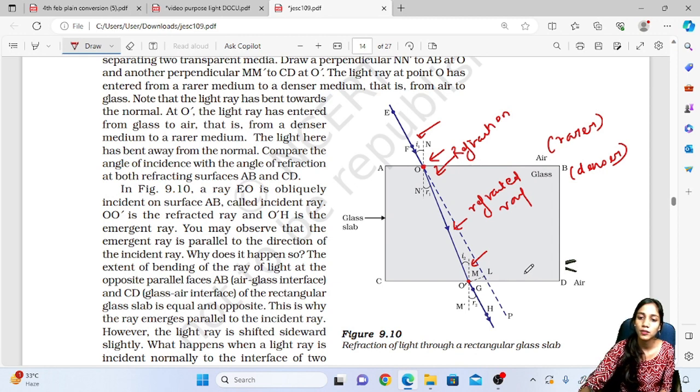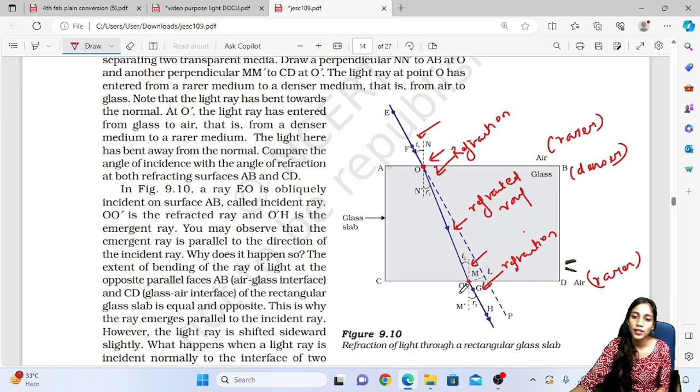So again at this point what will take place is the refraction. Over here refraction will take place, and when refraction is taking place in this condition, when the ray of light is traveling from a denser to a rarer media, it is moving away from the normal. It is going away from the normal and it is forming an angle of refraction over here.